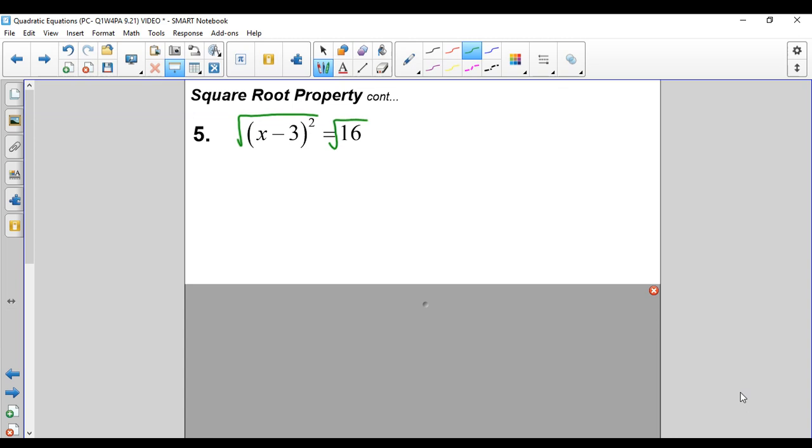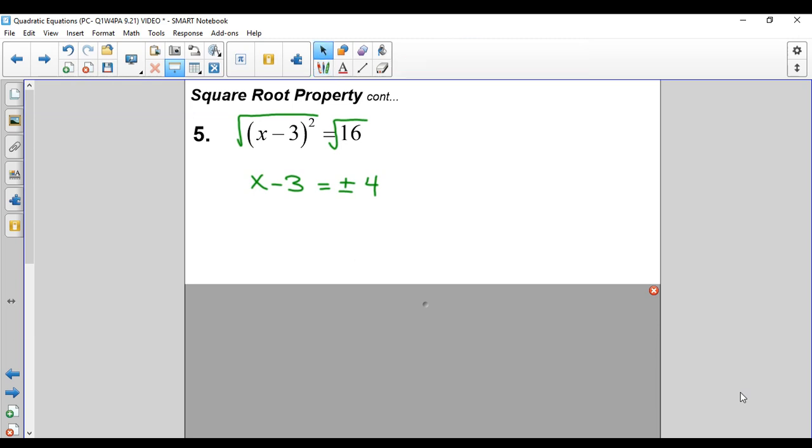So I just jump right into it. I square root both sides. We have x minus 3 come out. So whatever's inside the parentheses comes out. Cancels out the square, the exponent of 2. Square root of 16 comes out nice. It's 4. But again, don't forget that plus or minus. This really plays a role here.